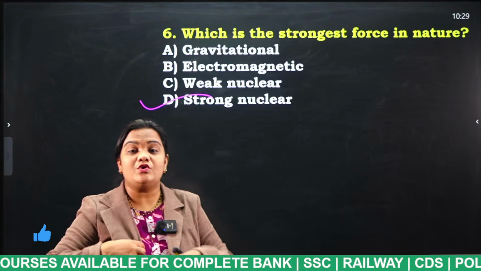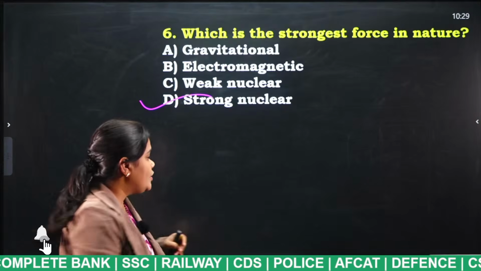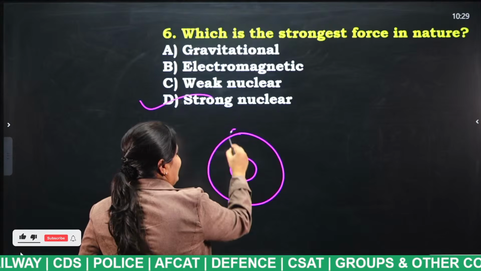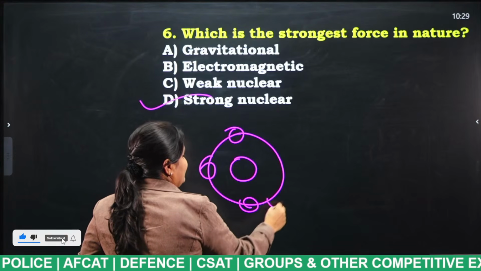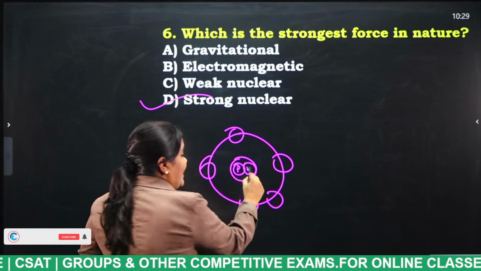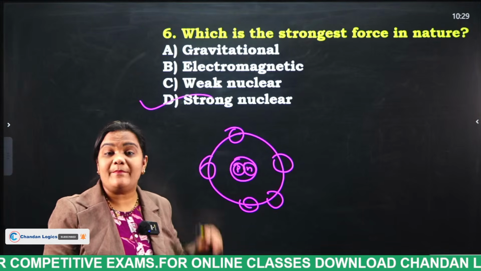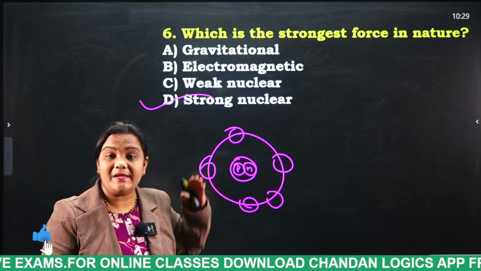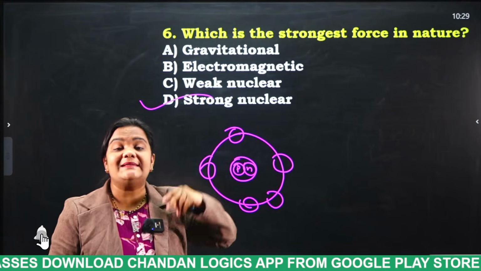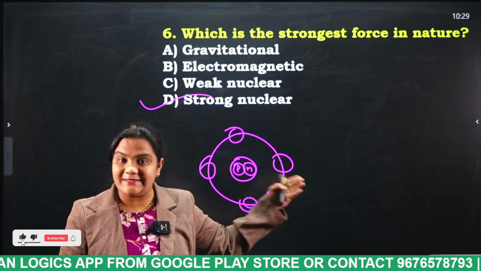Where is this strong nuclear force present? Do you know that, students? You all know that this is a nucleus, right? This is the electron. Electrons flow around the nucleus. This nucleus consists of what, students? Proton and neutron. Listen properly: the force which binds the proton and neutron in the nucleus, we call it what, students? Strong nuclear force, and that is the strongest force in our nature when compared to all other forces.